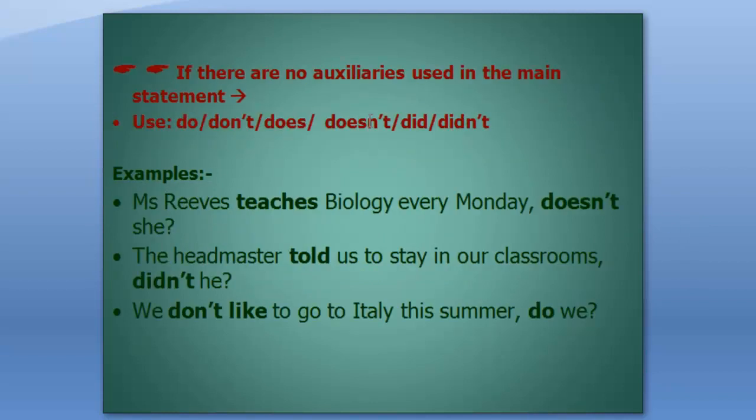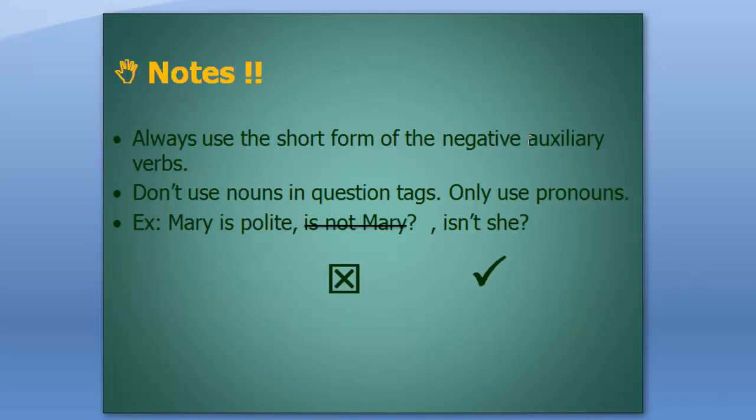If there are no auxiliaries used in the main statement, we use do, don't, does, doesn't, did, or didn't. For example, Mrs. Reeves teaches biology every Monday, doesn't she? The headmaster told us to stay in our classrooms, didn't he? We don't like to go to Italy this summer, do we? Note that we always use the short form of the negative auxiliary verb.